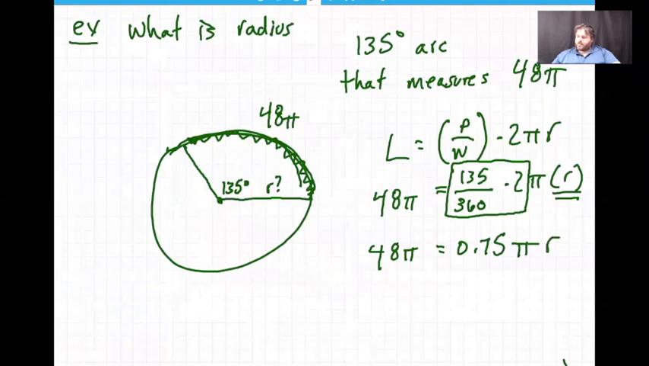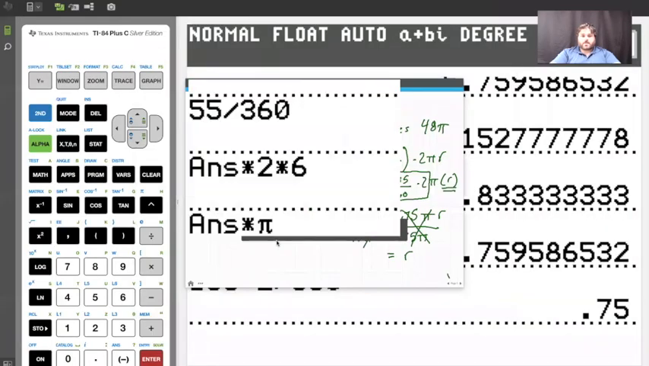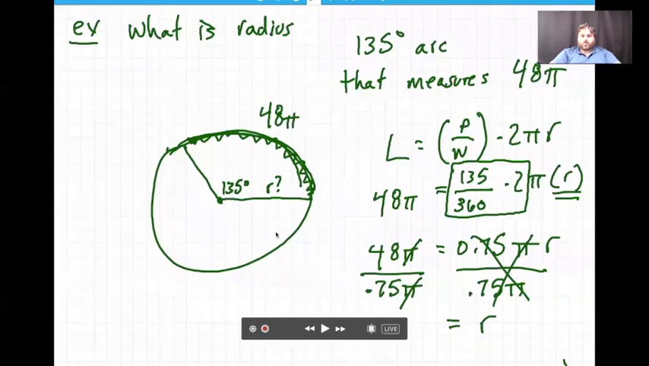So if I divide both sides by 0.75 pi, I will have solved for the radius. Notice how the 0.75 and the pi both cancel and leave us with r equals. Then all I have to do is see that the pi's cancel. That's convenient. I just need to know what 48 divided by 0.75 is. So I get out my calculator, 48 divided by, I'm going to just use second answer because I already have that 0.75 as my last answer. 48 divided by answer will do it. That gives me 64. So that means the radius was 64.